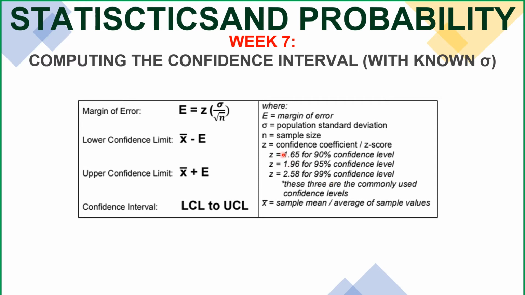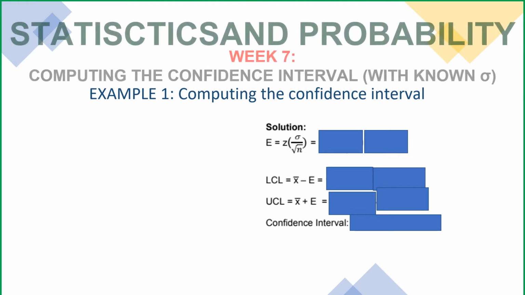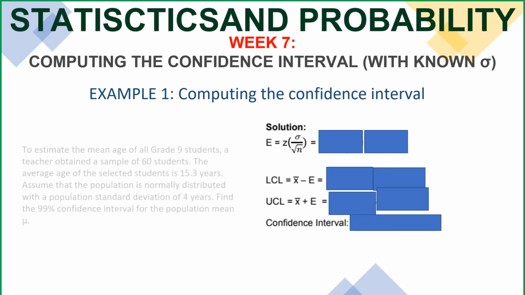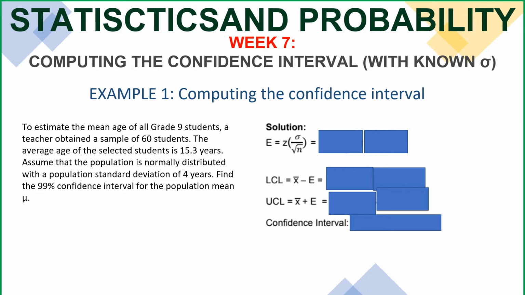So, we have pala here the confidence coefficient or z-score. So, 1.65 for 90% confidence level, 1.96 for 95% confidence level, and 2.58 for 99% confidence level. So, these three are the commonly used confidence levels, kaya sila linagay. Usually, yung nilalagay nilang confidence level is the 90%, 95%, and 99%. So, let us now proceed in computing the confidence interval with known sigma.